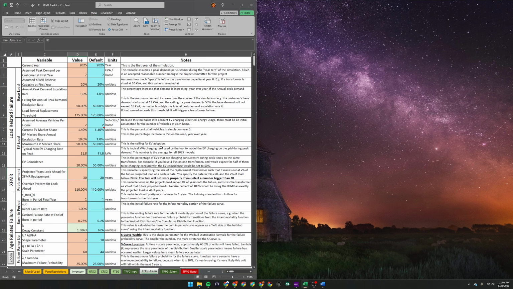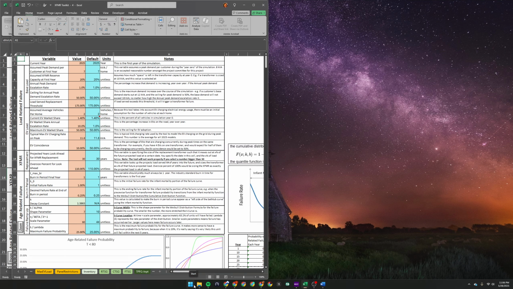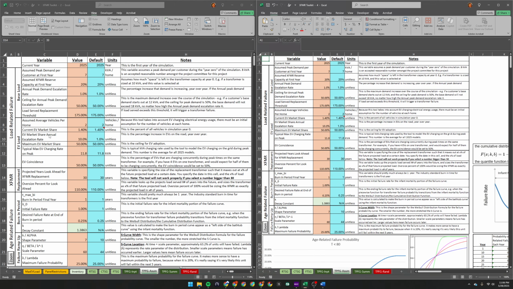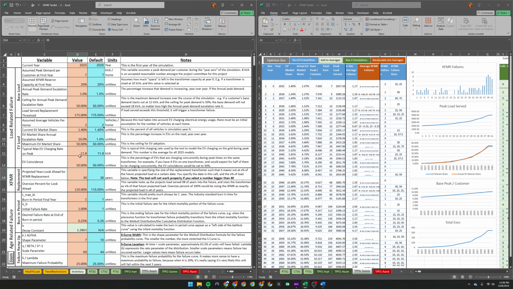So let's say, we'll start out at 50% coincidence. I believe on this simulation right now, there's not a lot of EVs at these low EV adoption rate numbers, so we're not going to see a huge change in terms of failures, but let's make this 5%. Let's say you've done an extraordinary job on your time of use rates and your customers are all bought in. Let's do 5%. Way less failures, right? That's exactly what I would expect. The tool is working perfectly. So that's good. That's basically what EV coincidence is all about.